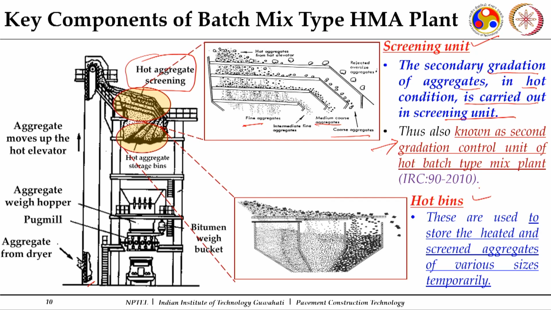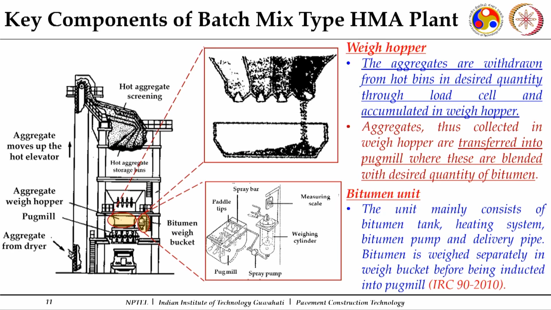Now, once this is separated out, the different sizes from these screening units are collected into these hot bins. You can see, hot bins are there. Earlier, what we referred to was cold bins. Now, after this dryer unit and hot elevator screening, we have these hot bins. These are used to store the heated and screened aggregates of various sizes temporarily. Now, we are going to release the individual quantities as per our requirement for producing the mix. You can see these are stored in different hot bins, different sizes getting stored.